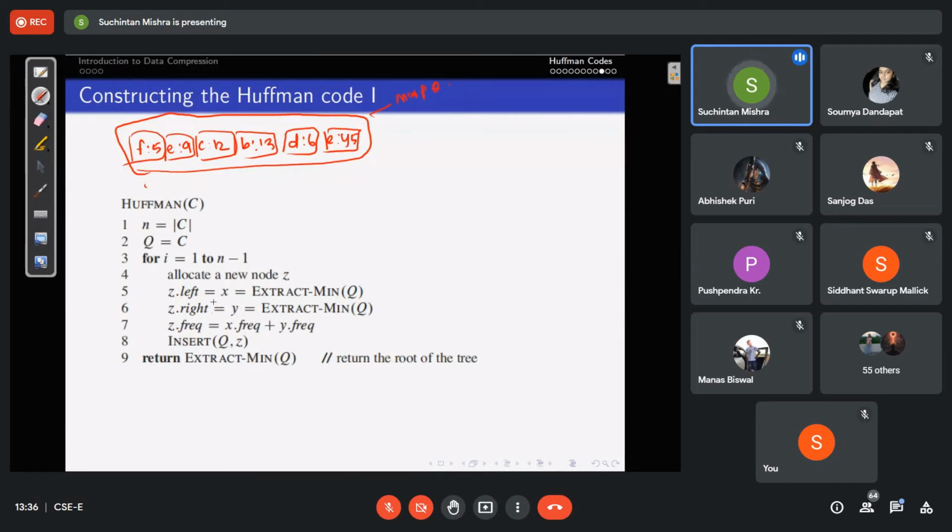In the first step, it is saying to take the two least frequent nodes. F has frequency 5000, E has frequency 9000. So among all the symbols, these two are the symbols whose frequency is least. Take those two symbols.